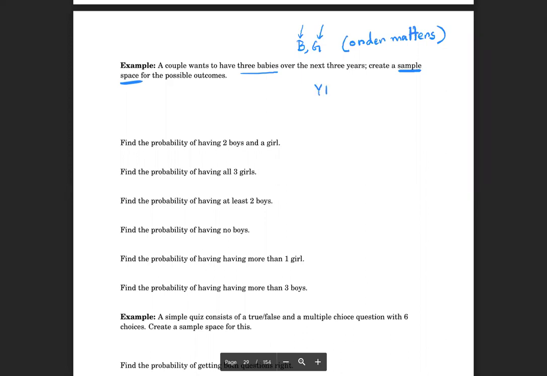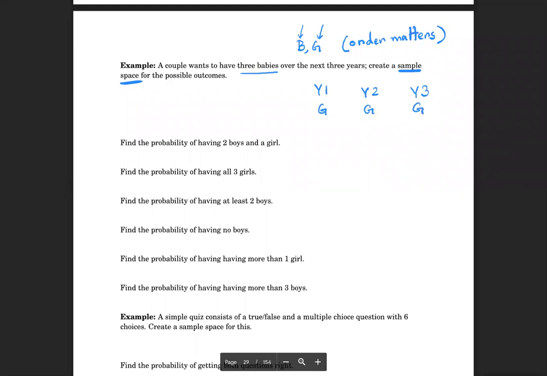Year 1, year 2, year 3. Okay. Year 1, year 2, and year 3. So I'm going to just do it in a very simple way. For the first year, they could have a girl. Second year, they could have a girl. Third year, they could have a girl.